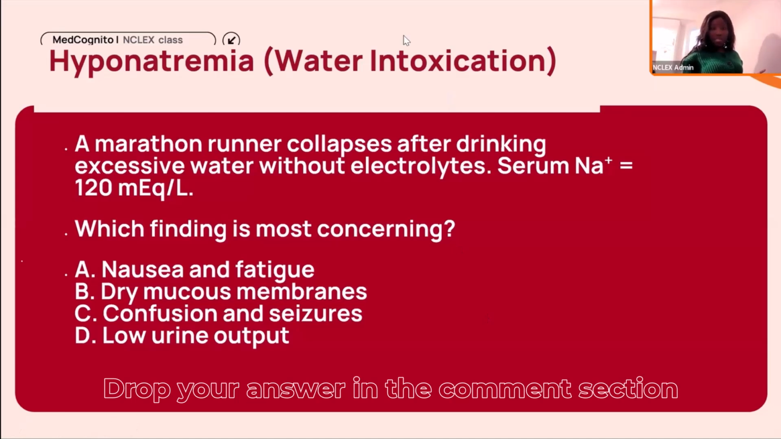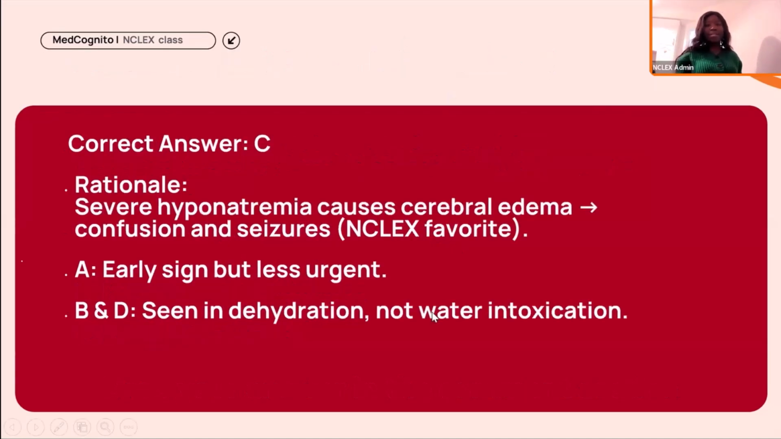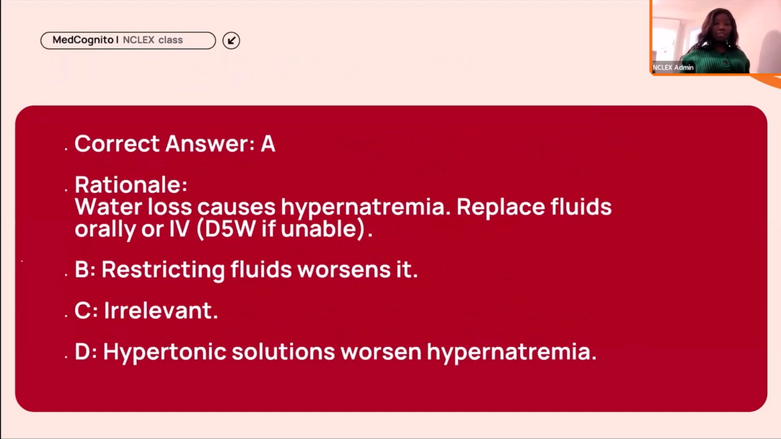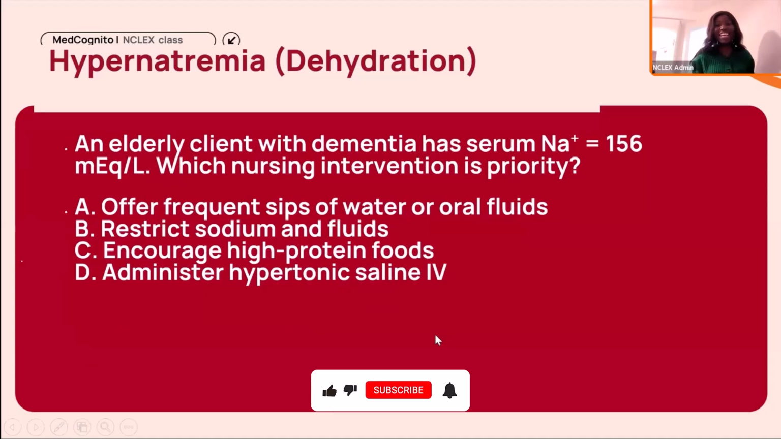Let's see. Okay, got a C. So that should be what? Yeah, that's C. Remember, that's a favorite for NCLEX. Severe hyponatremia causing cerebral edema, leading to confusion and seizures. That is an NCLEX favorite. Okay, so let's look at the last question. I've already showed the answer, but let's run through.